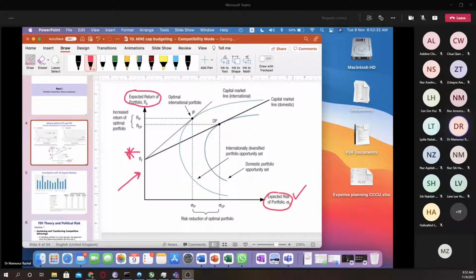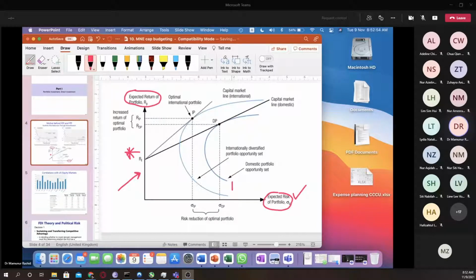Risk does not depend on return. Return depends on risk. If your risk is high, your return should be high. If your risk is low, return should be low. So we are drawing possible combinations of risk and return based on whatever investment is possible for a company. So they have two drawings.